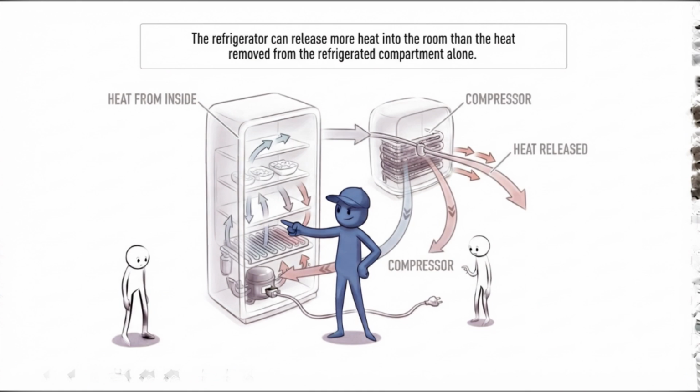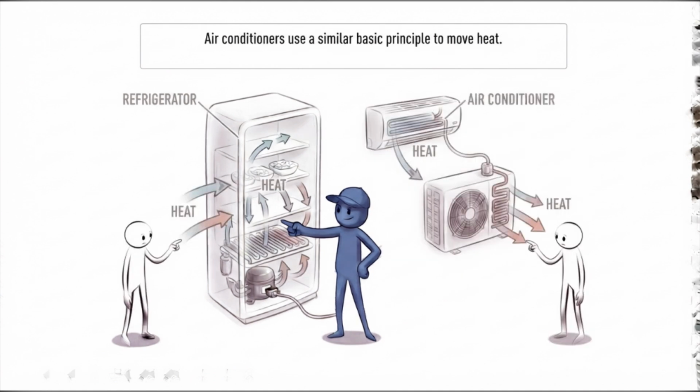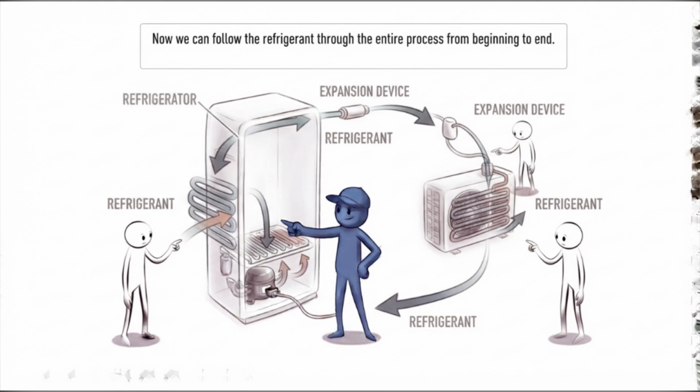The refrigerator is not violating the basic rule of heat transfer. It is using energy to move heat from a colder area to a warmer surrounding environment. The same principle is used in air conditioning systems and heat pumps. The components and operating conditions can be different, but the basic idea of moving heat using a refrigeration cycle is similar. So let's put the entire process together.